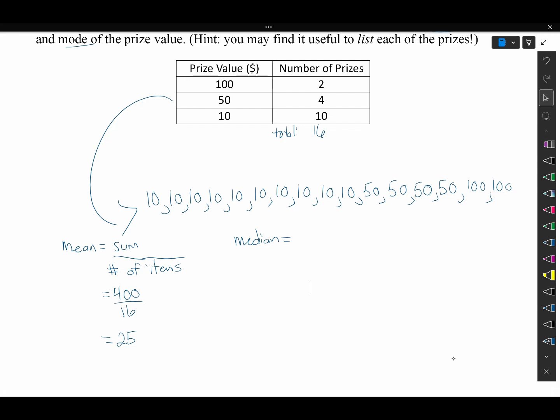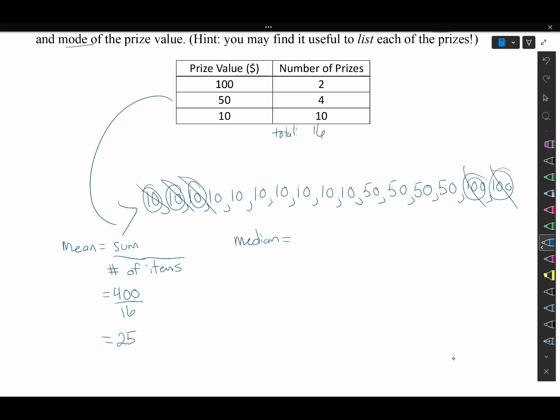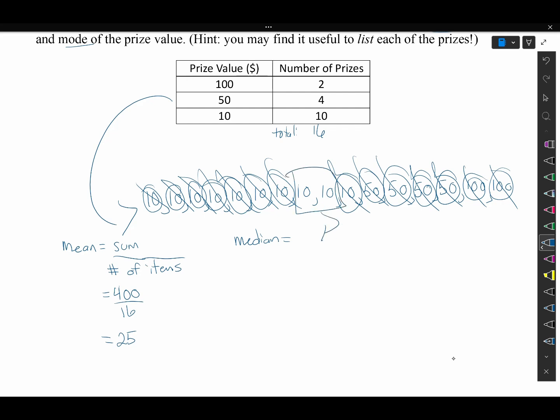Well, we've already happened to have ordered them from least to greatest. So now we can just remove the first one, remove the last one, remove the first one, remove the last one. We keep doing that over and over. We make sure we cancel these in pairs, and we should end up with 1 or 2 values left in the middle. In this case, we end up with 2 values. If you're calculating a median and you end up with 2 values in the middle, you just add them up, divide by 2. So our median in this case is going to be 10 plus 10 divided by 2. That equals 10.